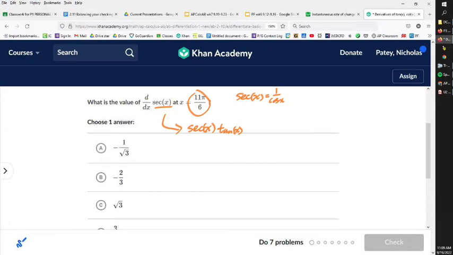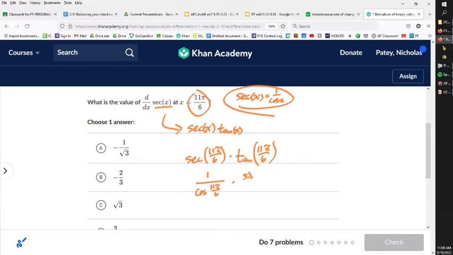plug in 11 pi over 6. So let's do that. So secant of 11 pi over 6. And we have to multiply it times tangent of 11 pi over 6. Oh, snap. Now, I don't know about you guys, but I like everything in sine and cosine. So we're going to use what Z told us. Secant is 1 over cosine. So we're going to say 1 over cosine of 11 pi over 6. And we're going to multiply it times sine of 11 pi over 6 divided by cosine of 11 pi over 6. Okay, now we got to do a trig review.